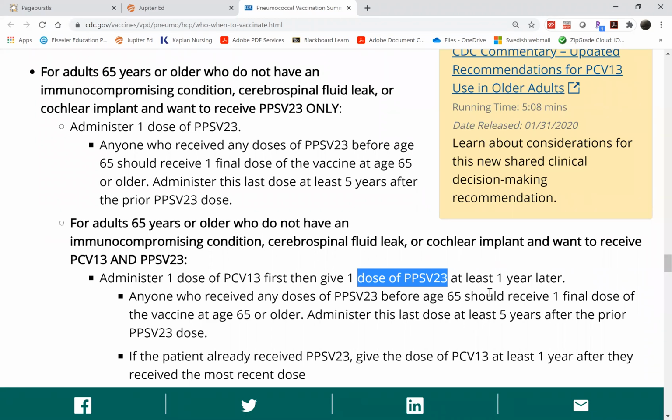So 5 years later, when I turn 71, I will receive one final dose of PPSV 23. So I will receive only two 23s. Okay, because that will be my last dose. There has to be 5 years between my first one and my last one. Again, granting that I never received 23 before or 13.